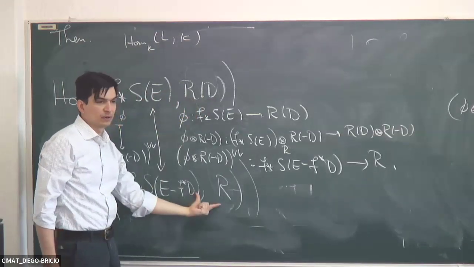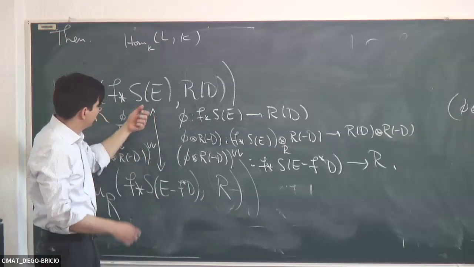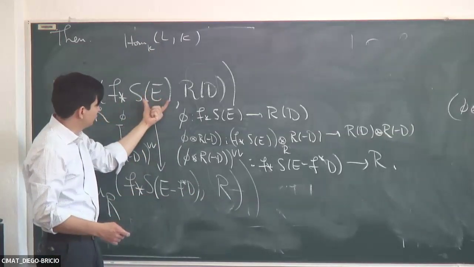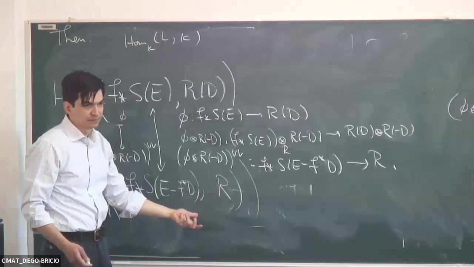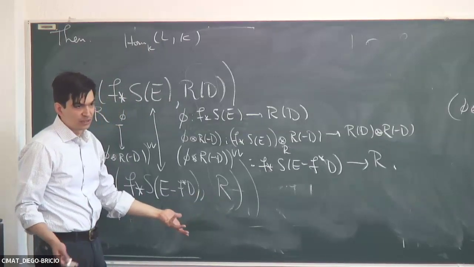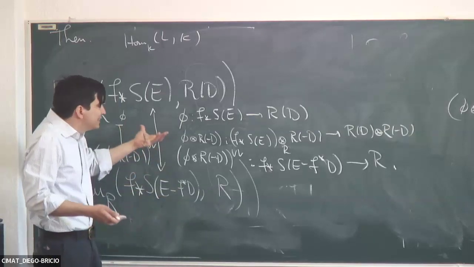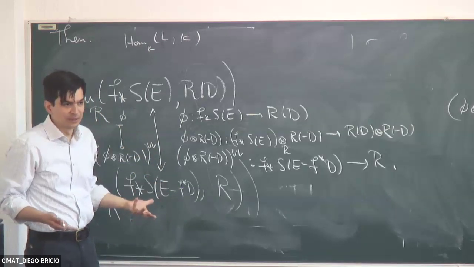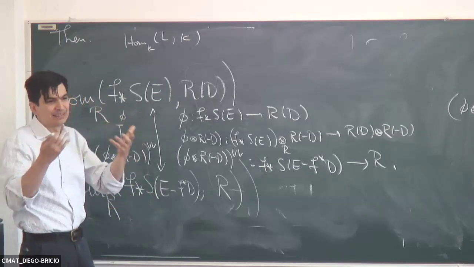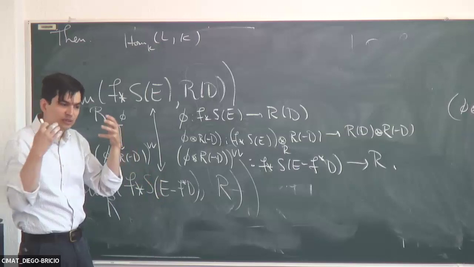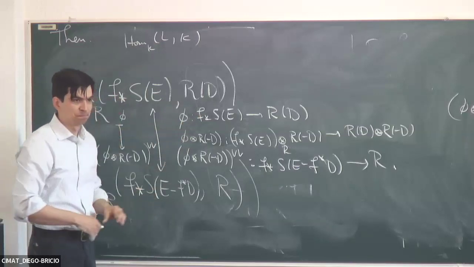And the same thing for the other one. And you can see that the same set of maps that sends S, E to R, D is the same set of maps that sends E minus pullback D to R. It's just that. So that's another way to say that this is actually an equality. It's just a change of perspective, but it's the same sort of data. It's equivalent data in how you prescribe maps.